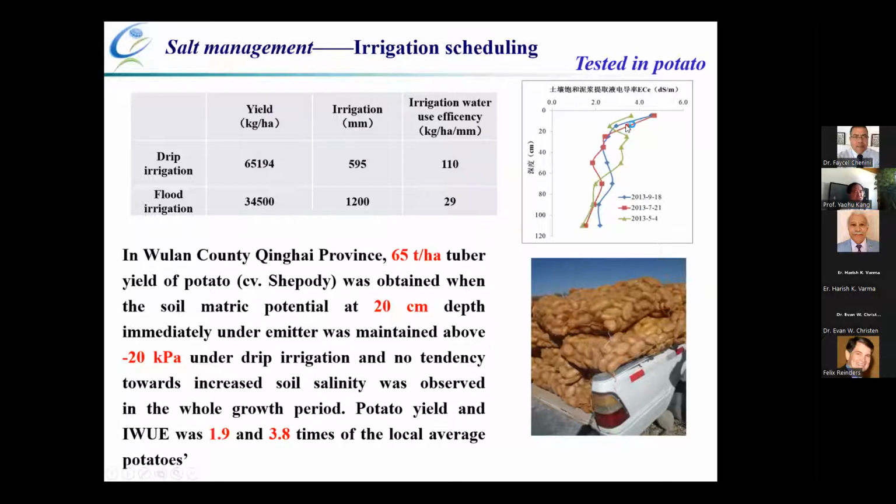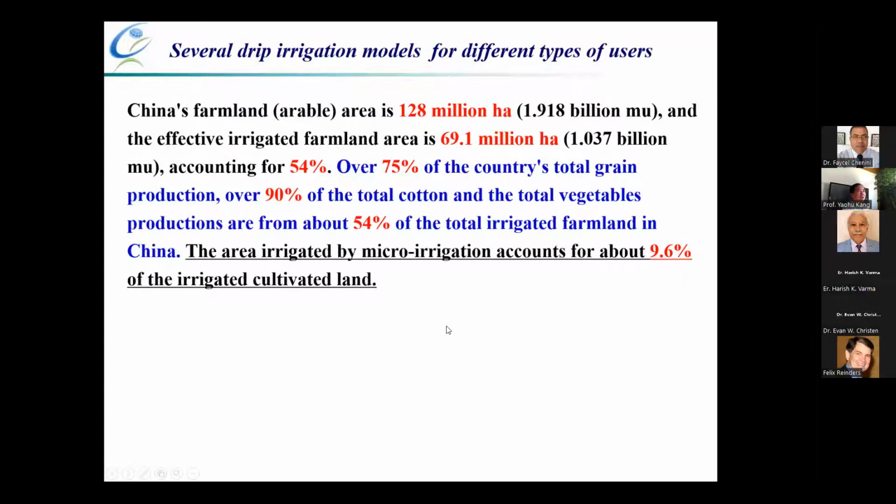And this curve you see is about the salt distribution in the soil, and it shows there is no salt accumulation in the soil. So that means our method is verified in another place also. Now I'm going to introduce several drip irrigation systems for different types of users.